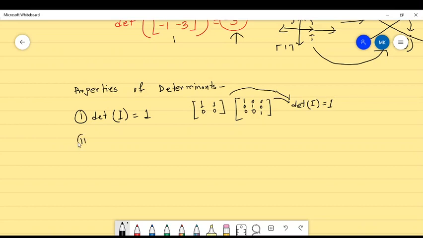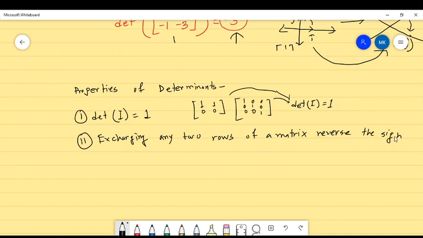Our second property is that exchanging any two rows of a matrix reverses the sign of the determinant.